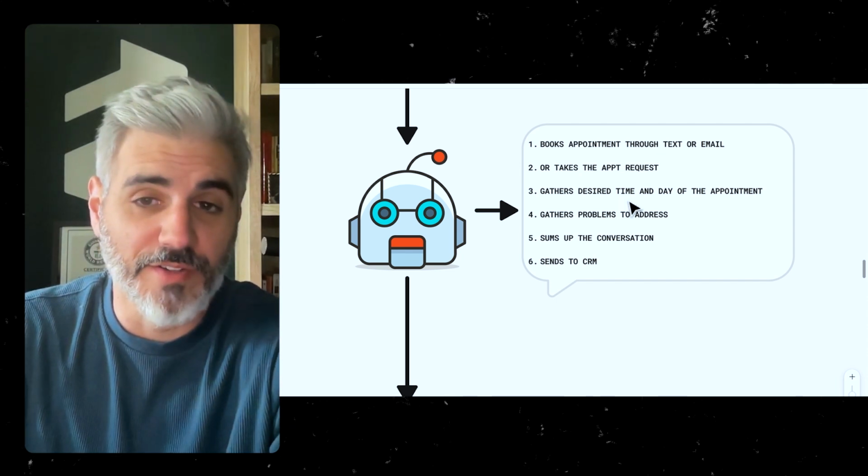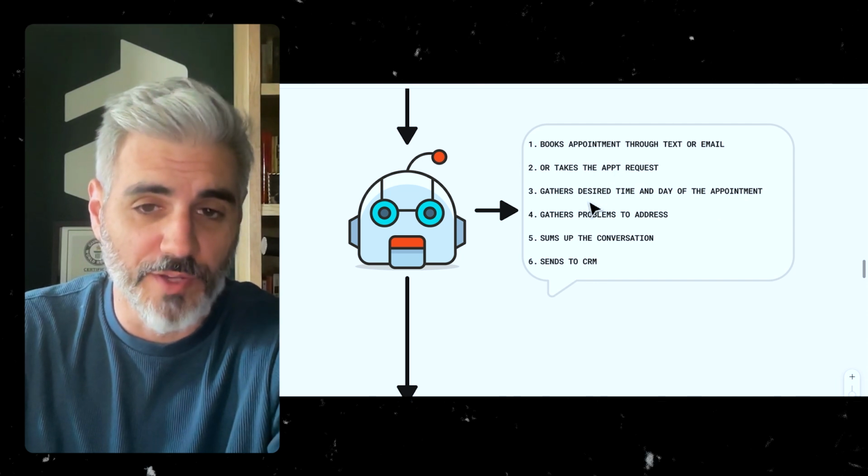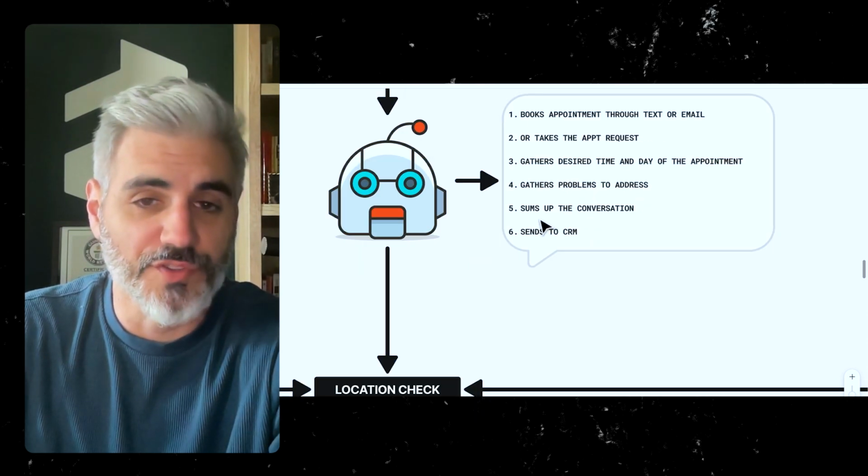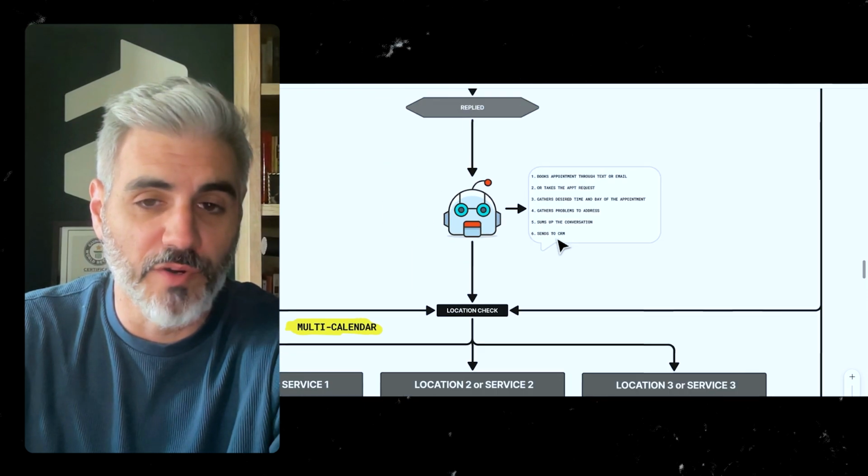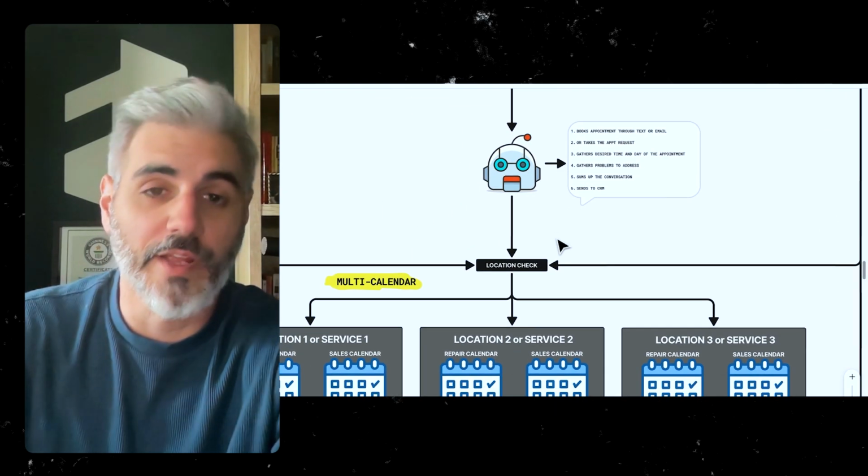It'll gather the desired time and day of the appointment. If this is a request, it'll gather the problems to address. It'll sum up the conversation and then it'll shoot it right over to your CRM if you're not using the native calendar that we use.